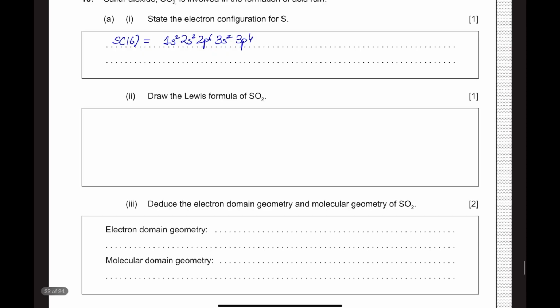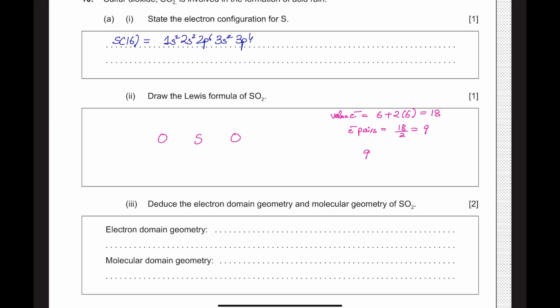Next, we have to draw the Lewis structure of SO2. We have to find the total number of valence electrons first. Sulfur has 6 valence electrons, oxygen also has 6 valence electrons. A total of 18 valence electrons, and if you want to find the number of electron pairs, you will do total valence electrons divided by 2, that is 9. We are starting with 9 electron pairs in this case. So sulfur, oxygen, oxygen.